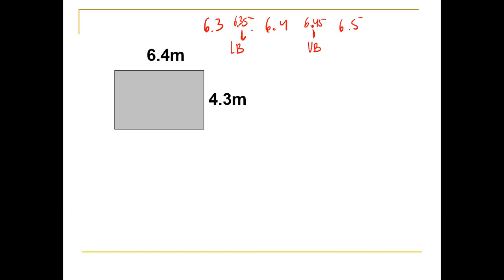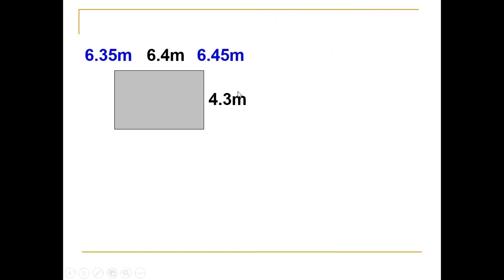Okay, so we see it like this. So 6.4 is in between 6.3 and 6.5. And you pick the middle on the left for lower, middle on the right for the upper bound. So 6.35 and 6.45 for the lower and upper. And 4.3 as well. 4.3 is in between what? 4.2 and 4.4, right? The mid low and the mid high.